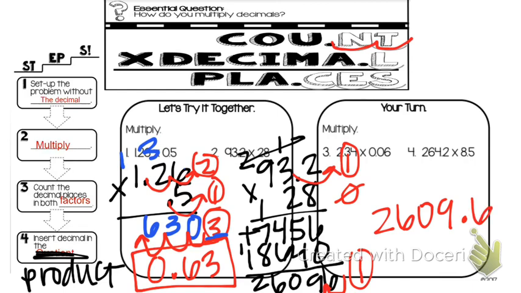So go ahead and pause the video now and try to do the third example. It would probably be helpful if you could fully see it. So it's supposed to be 2.34 times 0.06. So go ahead and pause it and work that out now.